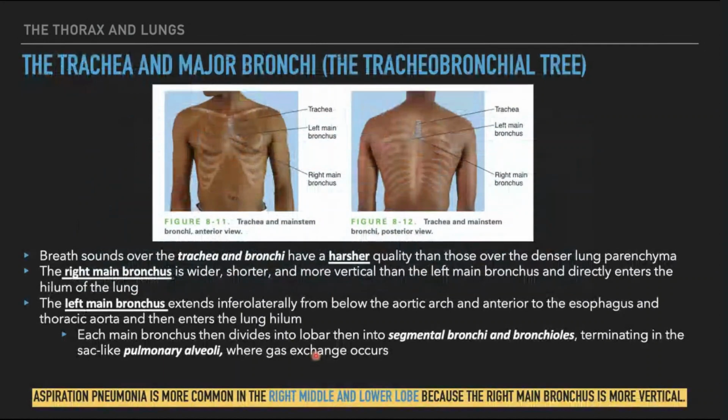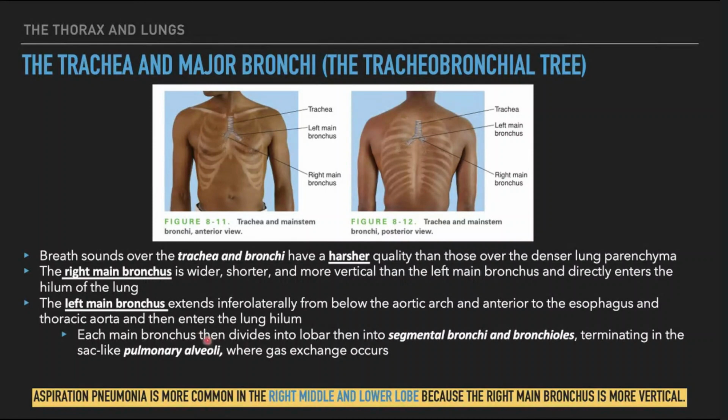So the trachea and the major bronchi. Breath sounds over the trachea and the bronchi have a harsher quality than those over the denser lung parenchyma. The right main bronchus is wider, shorter, and more vertical than the left main bronchus and directly enters the hilum of the lung. So this is the right main bronchus, compare it with the left one. The left main bronchus extends inferolaterally from below the aortic arch and anterior to the esophagus and thoracic aorta, and then enters the lung hilum.